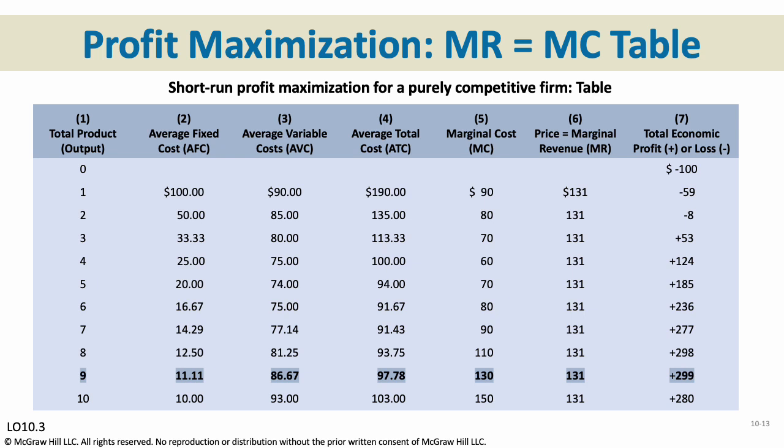So the firm should continue to expand output as long as marginal revenue, right here, is greater than marginal cost, right here. So at 9, it's very close, but revenue is still greater than cost, meaning the additional revenue is greater than the additional cost.